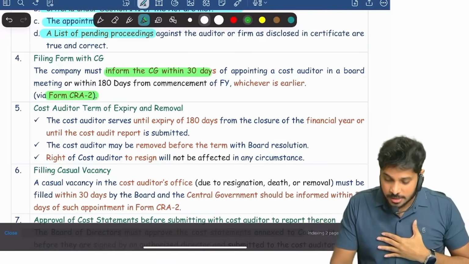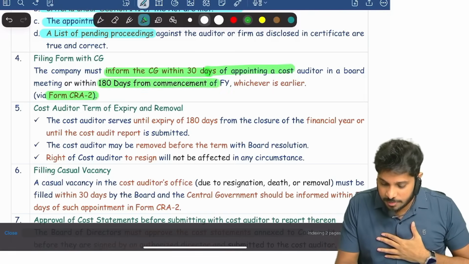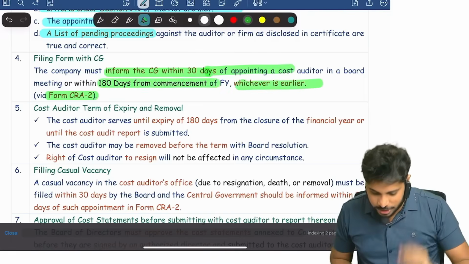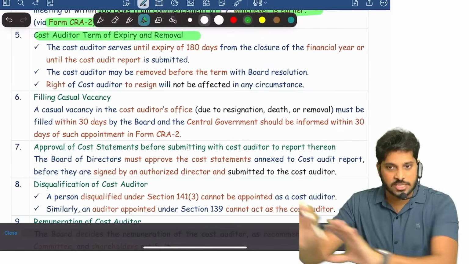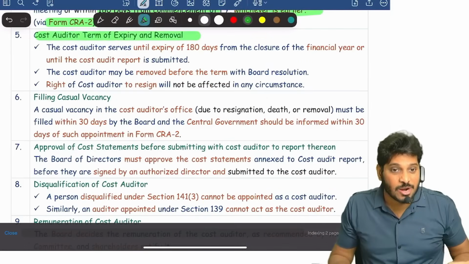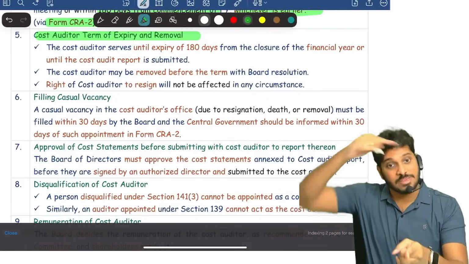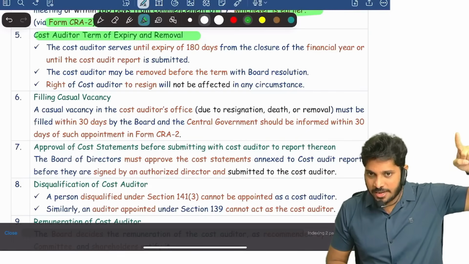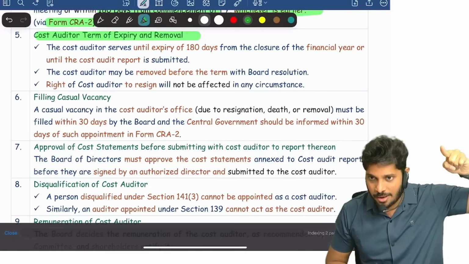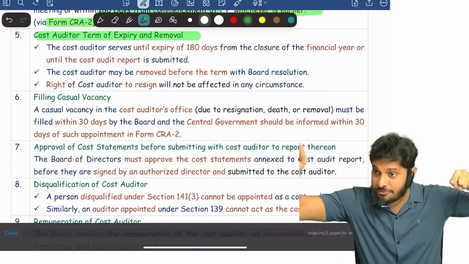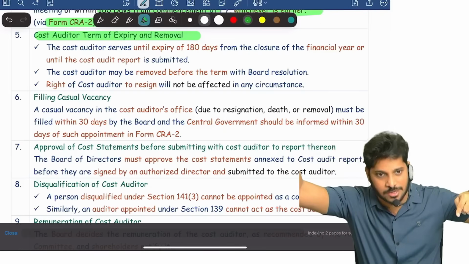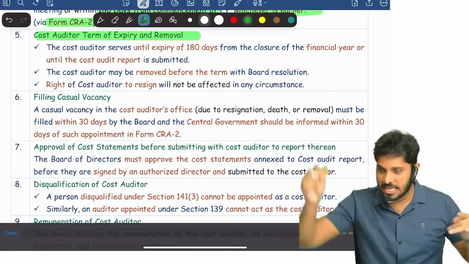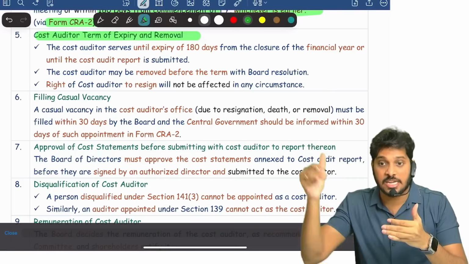What is the time limit? 30 days from appointing or 180 days from commencement, whichever is earlier. I already told. Yes or no? Now, until when? Okay, sir, I appointed the auditor. Till when is his appointment valid? Till 180 days from the end of the year. Okay, the appointment shall be done within 180 days from 1st April. His term will expire 180 days from 31st March, the end of the year. Within 180 days, until expiry of 180 days.